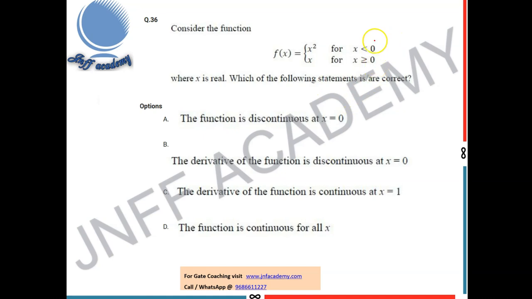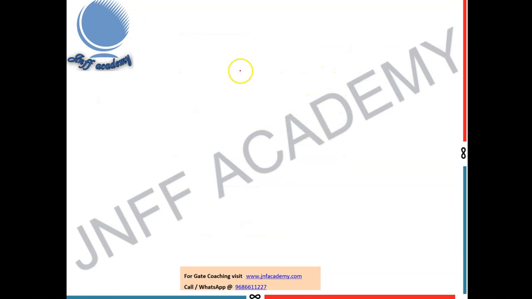In the x less than 0 interval, the function f of x is continuous because x square is a polynomial. Similarly, in the x greater than 0 interval the function is also continuous because x is a polynomial. So you have to check at x equal to 0 only. At x equal to 0, is it continuous or not? So first you have to check the continuity condition at x equal to 0.